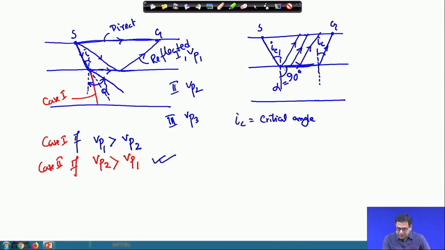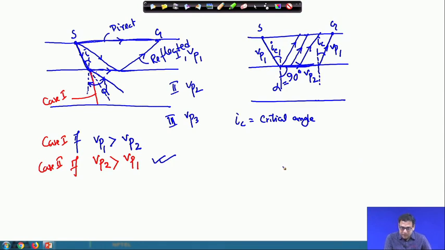And another option: when the refracted ray travels along this path, in this layer it is VP1. When it is traveling here, it is VP2, and this is also VP1. So you can see that when the length of this zone increases, there is a possibility that this wave may reach first compared to the direct ray, because our VP2 is greater than VP1.